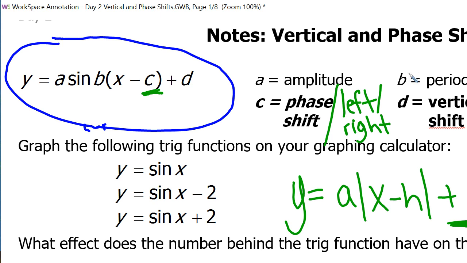Okay, now we are going to see some of those translations on our graph. So we're going to use an 83 or 84 student choice. And the instructions say to graph the following trig functions on your graphing calculator. So the first thing I want you to do is go ahead and clear the memory. So second, plus sign, 7, 1, 2. So clear the memory. And in Y1, we're going to type in sine of x. And we'll just do that to begin with before we type in the other 2 functions.